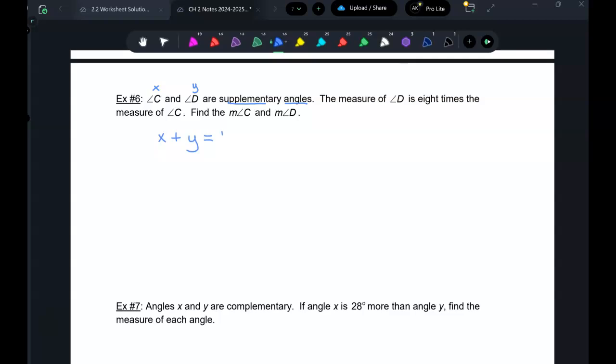180. Okay, I'm not going to put the degree sign because we'll put that in at the end. Sure, use C and D if you want. I'm just going to use X and Y because I used that for example 7 now. Okay, the measure of angle D. Now remember, D was Y.